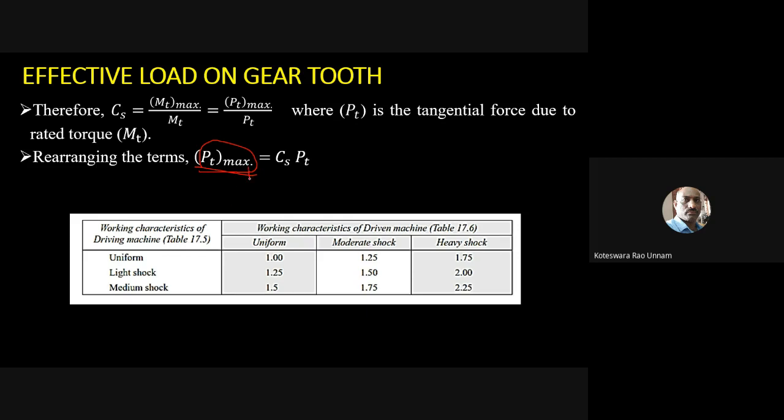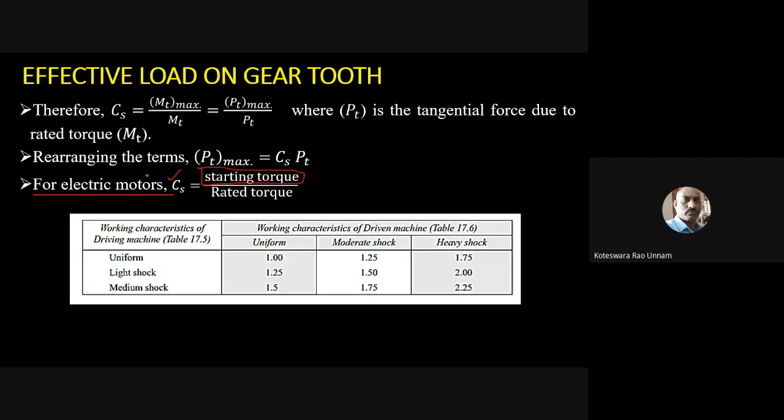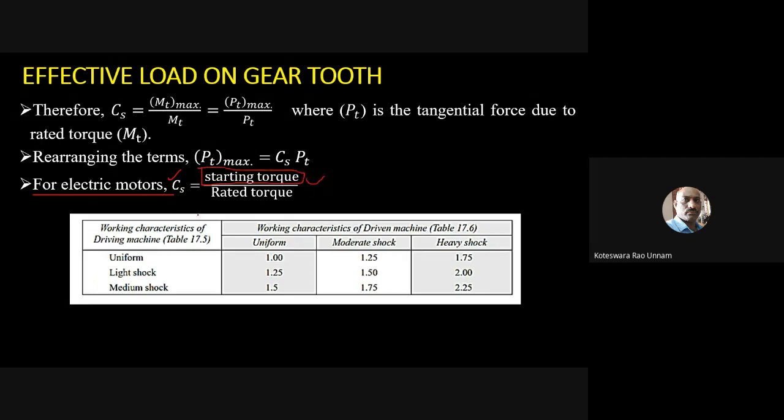But before going to that, it is not yet completed. Just by applying the service factor only, the load is not going to be the dynamic load. So we need to apply some more correction factors for this also. For electric motors, we just defined the service factor as maximum torque by rated torque. But in the case of motors, generally the maximum torque is going to be the starting torque. So that maximum torque is replaced by starting torque in the case of electrical motors.